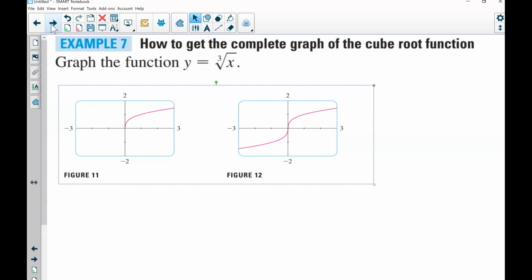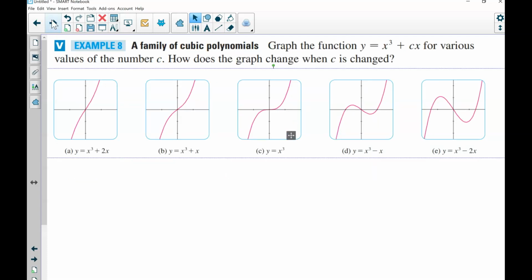Now, in the next example, we graph members of a family of cubic polynomials. So we're going to graph the function y is equal to x cubed plus c times x for various values of the number c. And how does the graph change when c is changed? If you take a look at the figure here, the graphs of y equals x cubed plus cx for when c is equal to 2, 1, 0, -1, and -2.